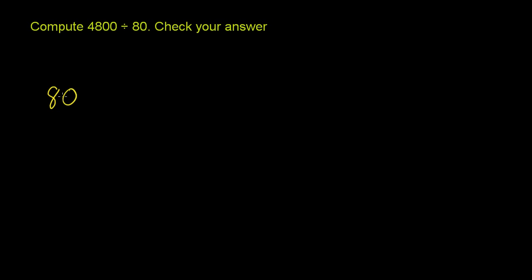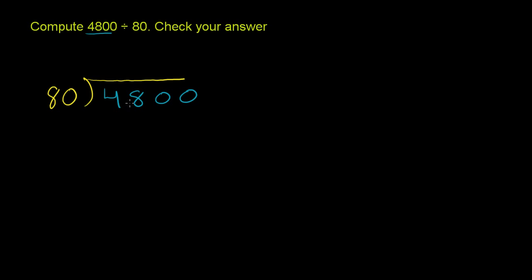So we have 80, and we want to divide it into 4,800. Or if we want to know the terminology, 80 is the divisor, 4,800 is the dividend, and the number of times 80 goes into 4,800, we could call that the quotient. I always get confused when I start using words like that, so we just think of it as 80 being divided into 4,800.